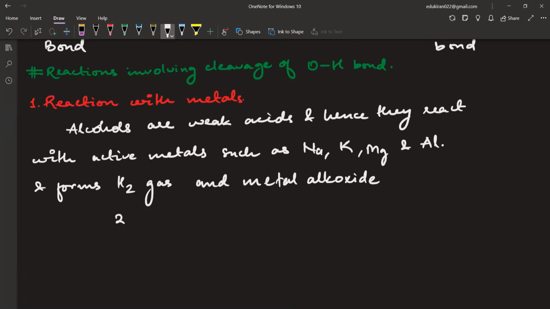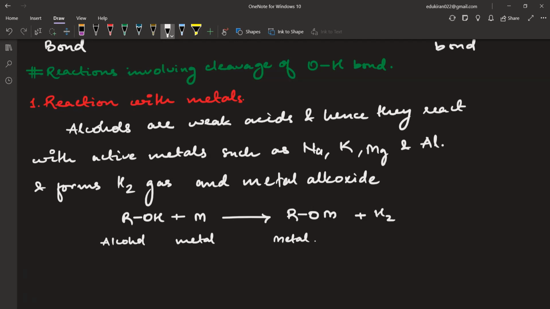Okay, so if you have any alcohol plus metal, it is going to give you RO negative and the charge on metal, plus it will give you H2 gas. You can balance the reaction by writing here 2 and 2, but generally in organic chemistry we don't need to balance. आप ऐसे याद रखिए. Alcohol, metal. This is metal alkoxide, and hydrogen.